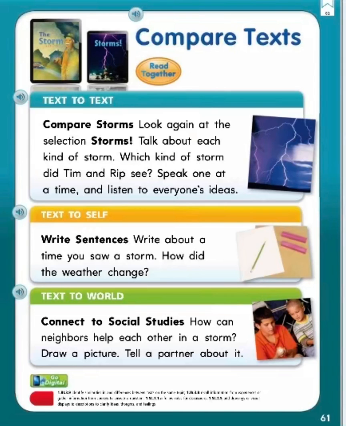Compare texts. Text to text. Compare storms. Look again at the selection Storms. Talk about each kind of storm. Which kind of storm did Tim and Rip see? Speak one at a time and listen to everyone's ideas. Text to self. Write sentences. Write about a time you saw a storm. How did the weather change? Text to world. Connect to social studies. How can neighbors help each other in a storm? Draw a picture. Tell a partner about it.